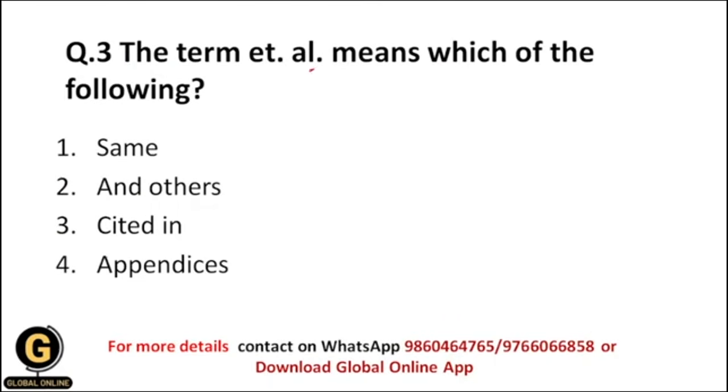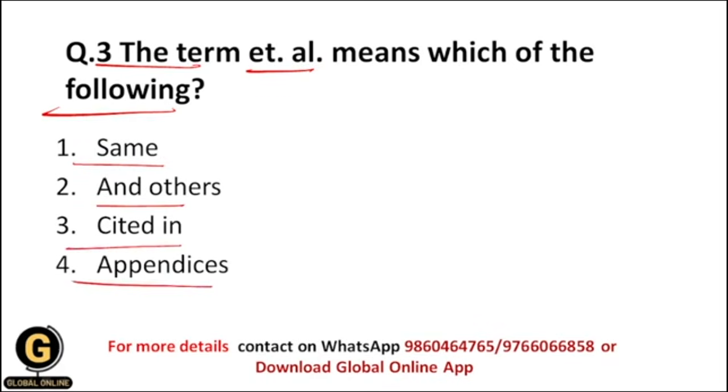The term AL means which of the following? Now what is the meaning of AL? Whether it means "same", or "and others", or "cited in", or "appendices". So students, AL means "and others", and it is used especially in referring to academic books or articles that have more than one author.